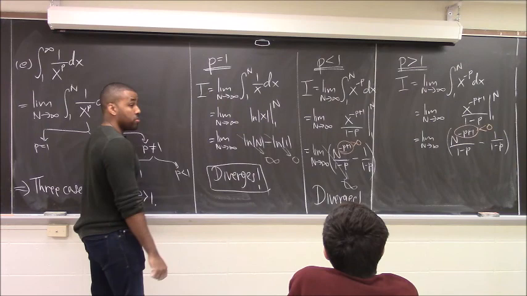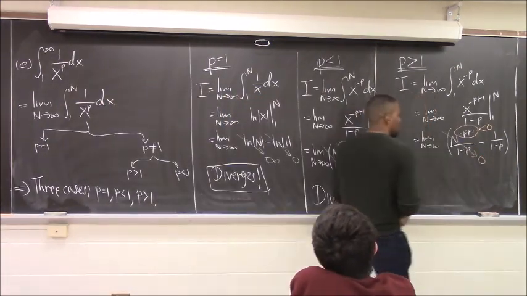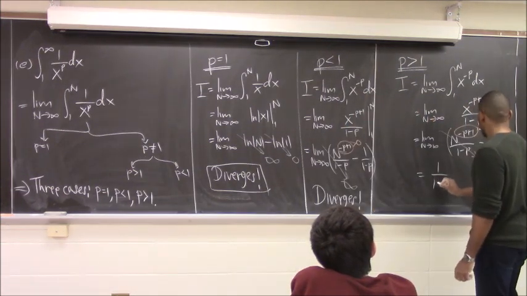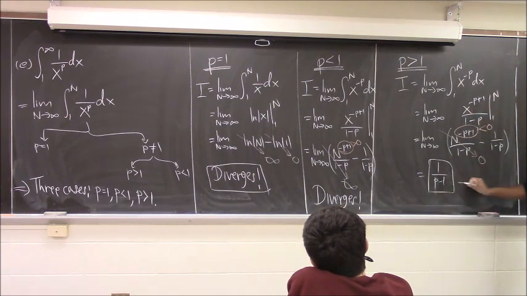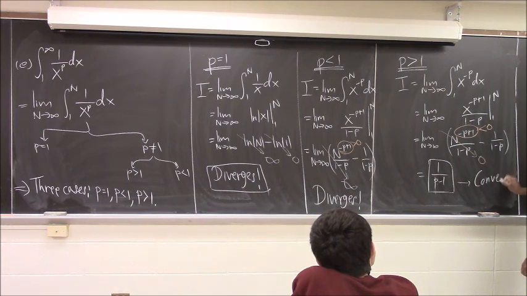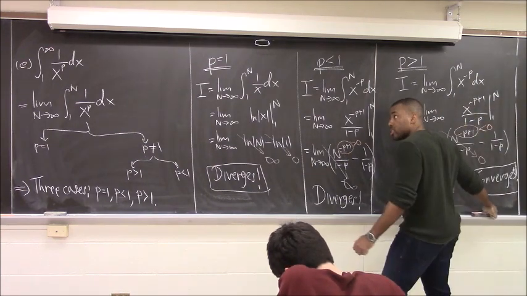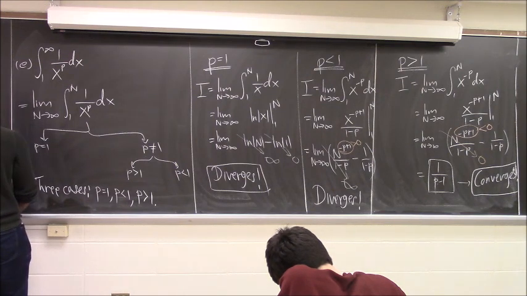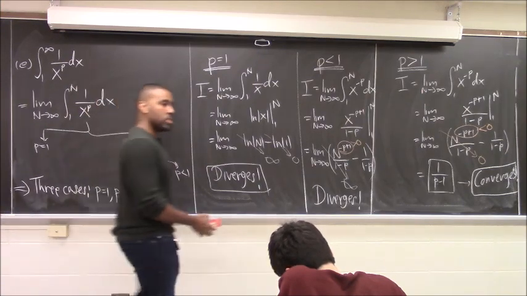So now we have infinity to a negative power, which makes this term go to 0, and the result is simply going to be 1 over, I can't put p minus 1. So this one converges. Which is quite interesting. This integral, quite an important integral, converges only in the case that p is greater than 1.